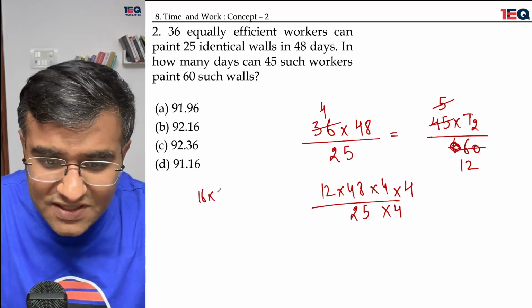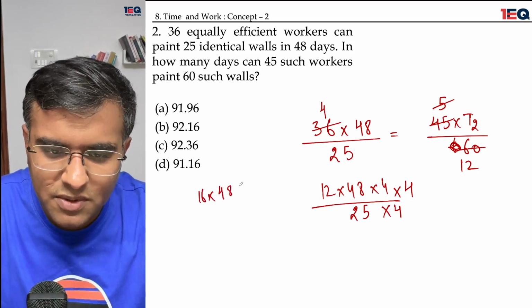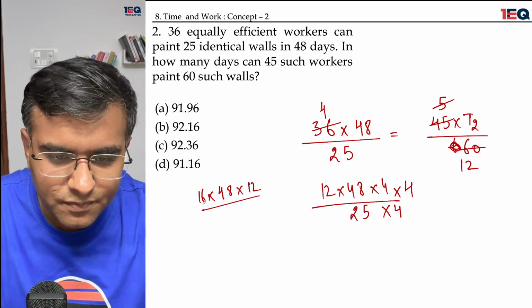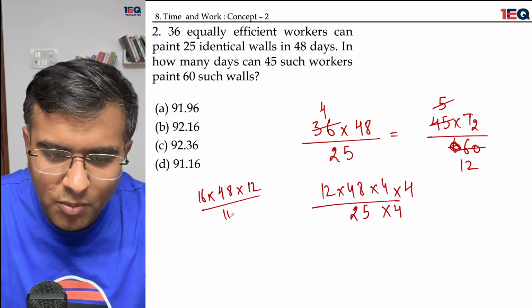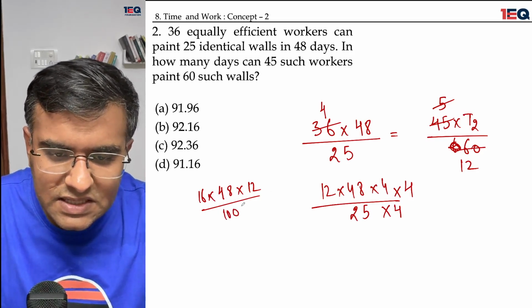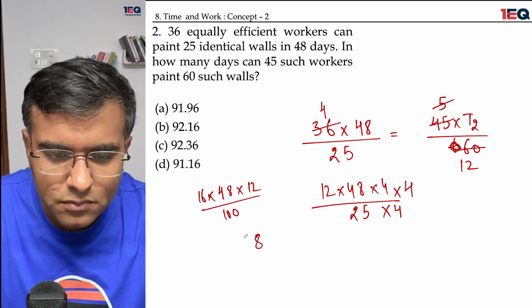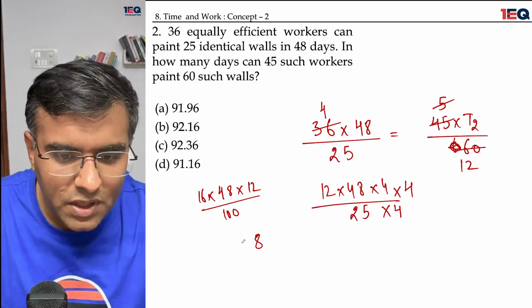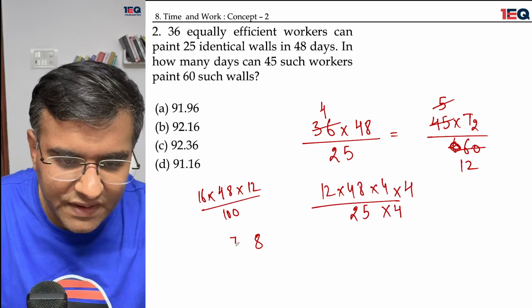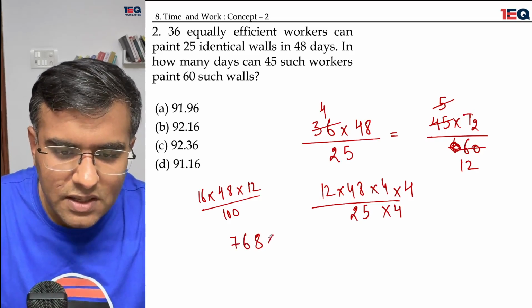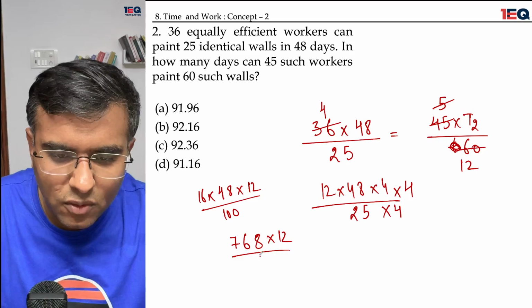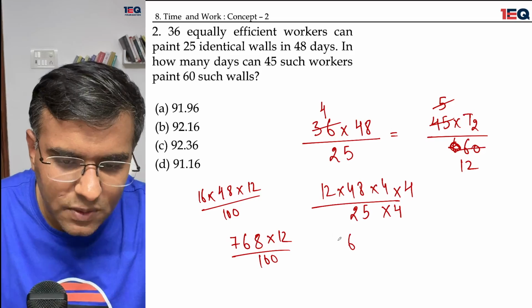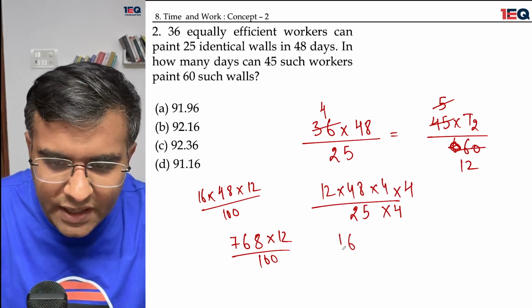I'll quickly tell you the sequence. Whenever you have big numbers to multiply, always start with the bigger ones, okay? So we have 16 into 48 into 12 upon 100. 16 8s are 128. 12 in balance. 16 4s are 64. 64 plus 12 is 76. 768. 768 multiplied by 12 whole divided by 100. 12 8s are 96. We have 9 in balance. 12 6s are 72 and 9 is 81.